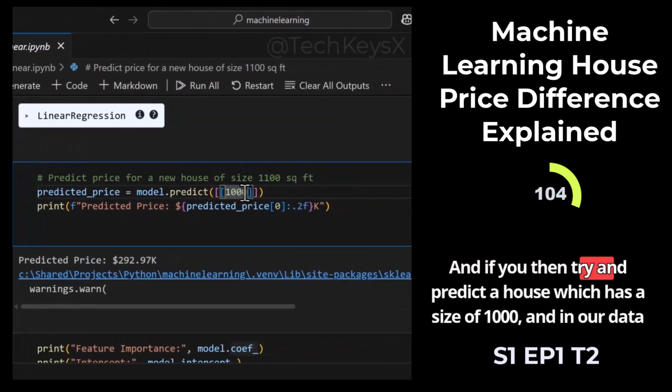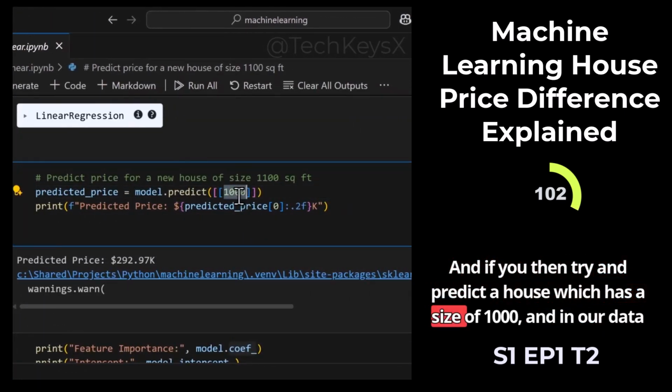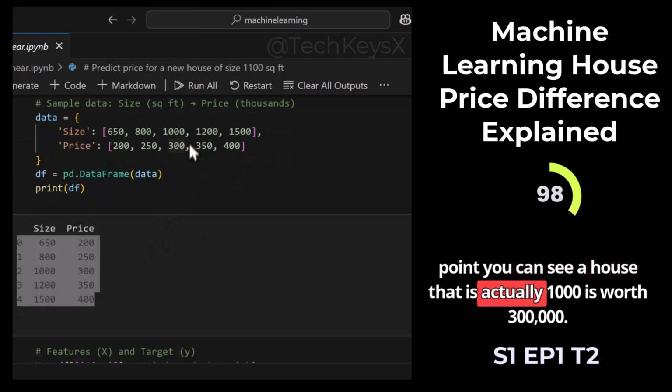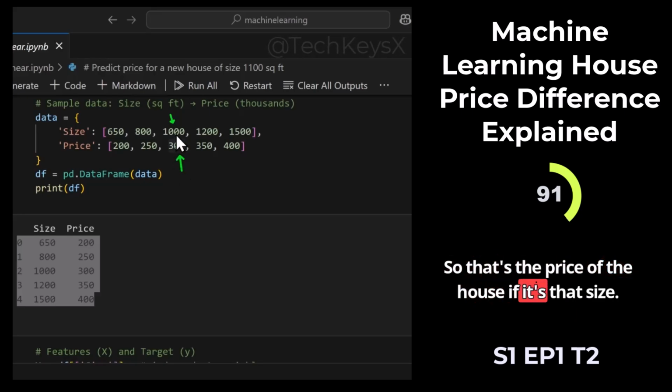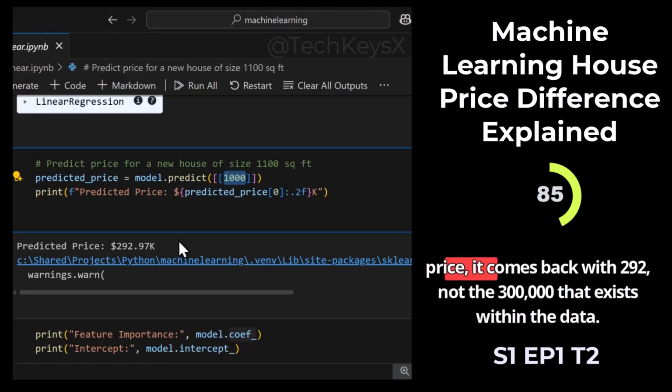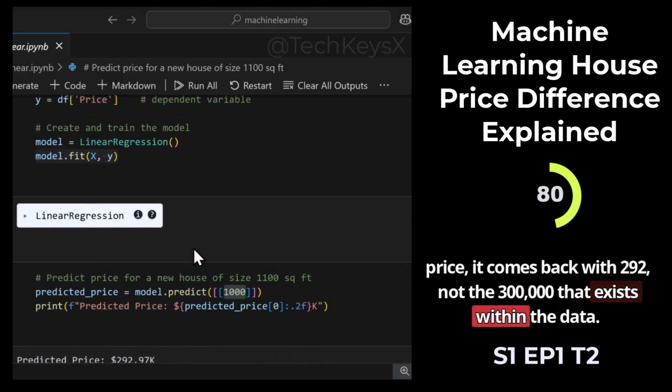And if you then try and predict a house which has a size of 1,000, in our data you can see that a house that is actually 1,000 is worth 300,000. So that's the price of the house if it's that size. So when we then use our model to predict that same size, it comes back with 292, not the 300,000 that exists within the data.